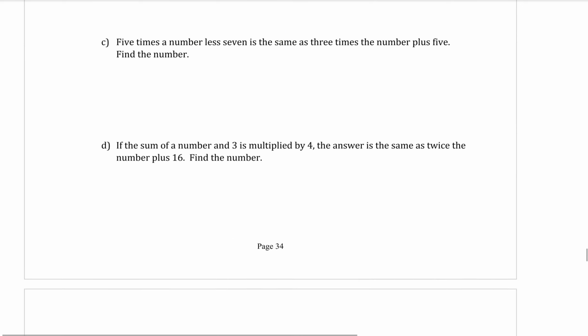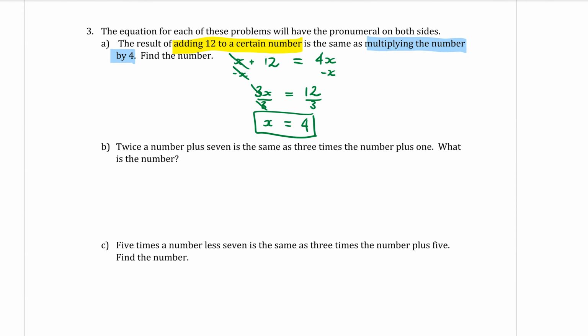All right, I'll get you started on B, and then I think I'll let you guys have a try. Twice a number plus 7. Okay, stop there. Can we write that down? What is twice a number? Well, x is my number. What's twice x? Just twice x is 2x. So we just want to go 2x, and then it says plus 7. So that's 2x plus 7. Then it says is the same as. What does that mean? Equals. That's your equal sign.